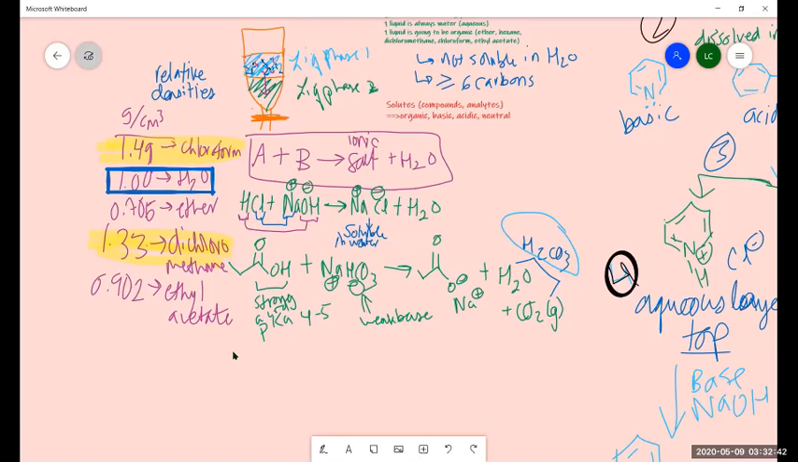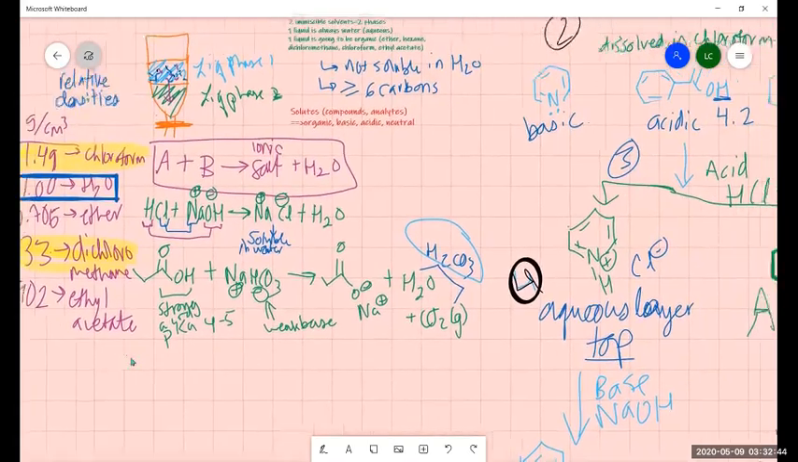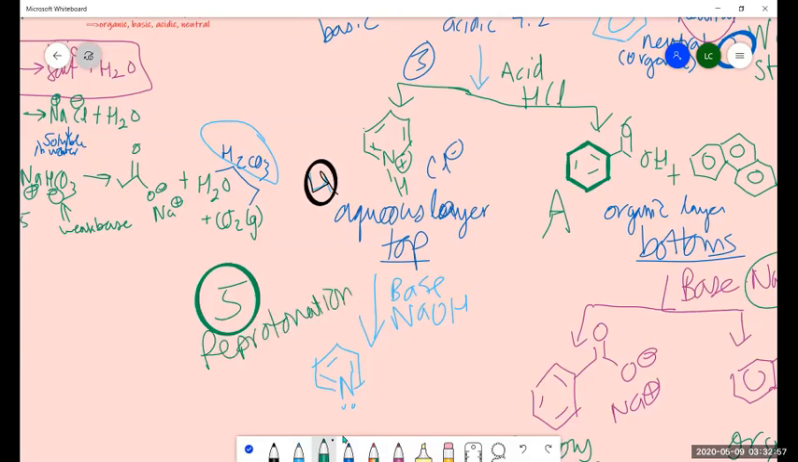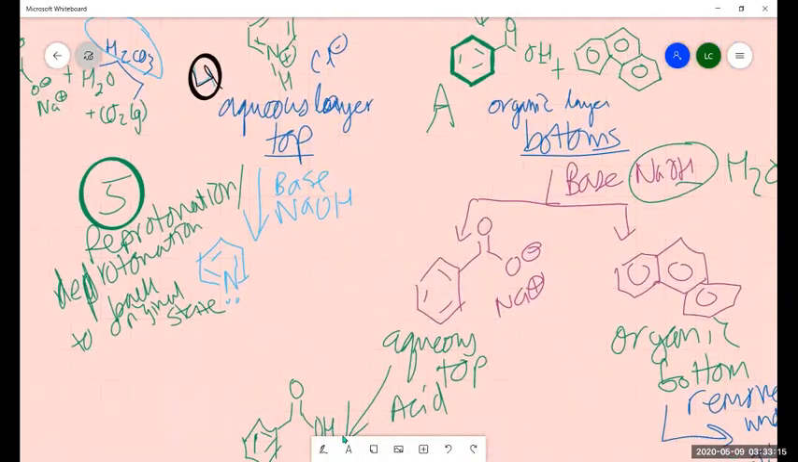Okay, I forgot to label. I think it helps for some people. So step 5 is reprotonation, or deprotonating back to the original state. After the labeling, step 6, you might call it, is touch up.